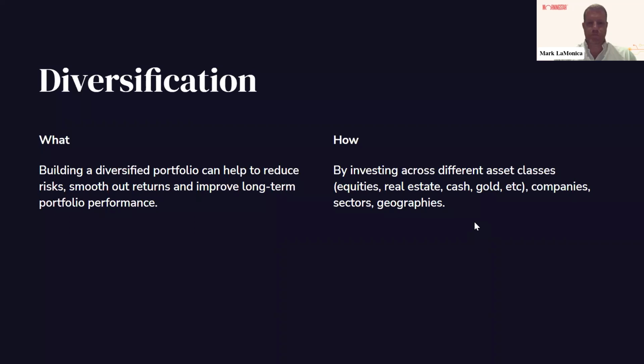So what is diversification? It's building a diversified portfolio so you can reduce risk, smooth out returns, and improve long-term portfolio performance. And we often talk about this, right? And the ways to do this: investing across different asset classes, so equities, real estate, cash, gold, even different companies, sectors, and geographies.